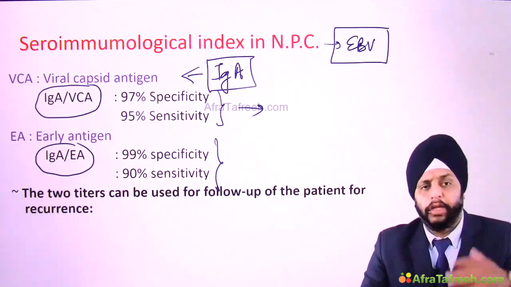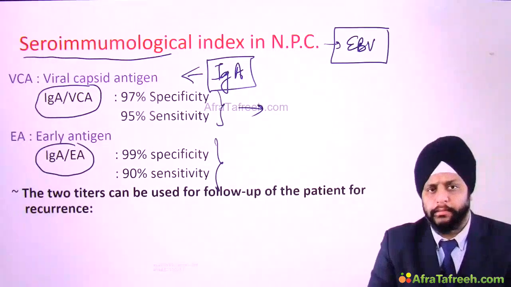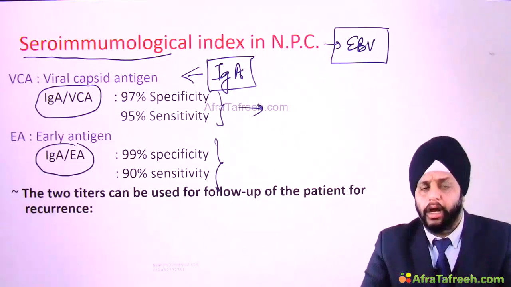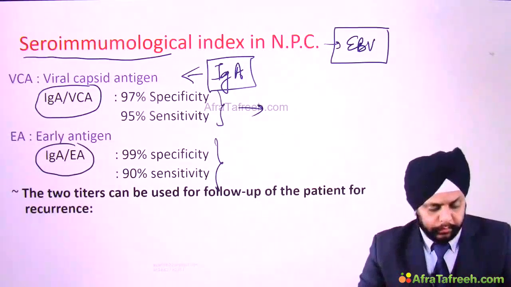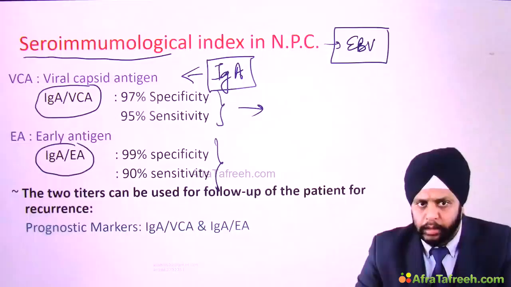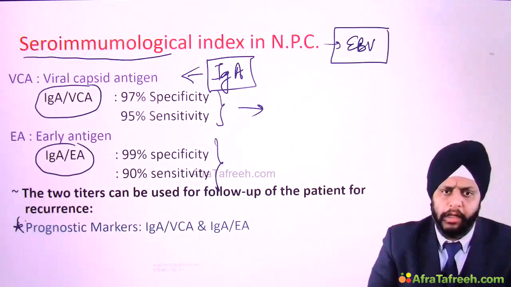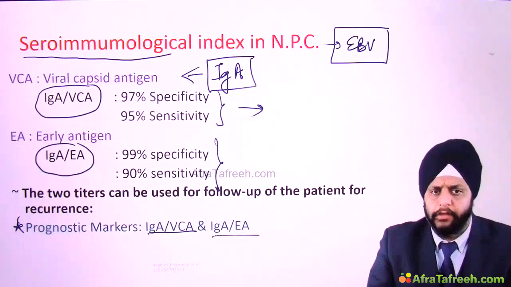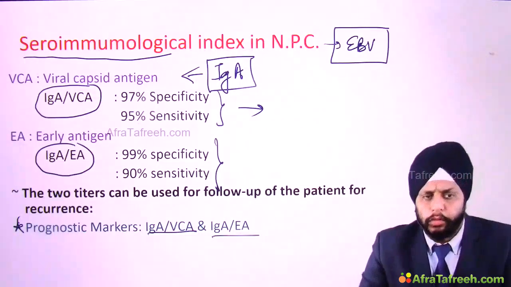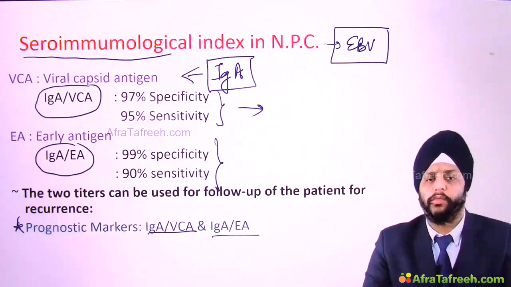Other than that, we can also use them. These are seroimmunological indices, so they can also be used for screening in high-risk populations. As I said, we can use the markers IgA to VCA and IgA to EA. Now, let's say we have to use them for screening in a high-risk population. Which one will you use?